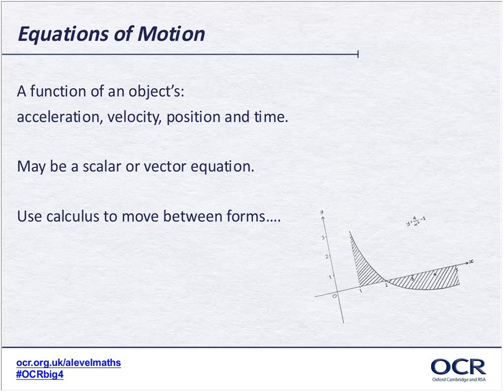So equations of motion. Let's have a think about equations of motion. This is the second key concept here. An equation of motion is a function of an object's acceleration, velocity, position, and time. Generally speaking, in AS and A-level mathematics, it's either the acceleration in terms of time, the velocity in terms of time, or the position in terms of time. We don't tend to mix up acceleration, velocity, and position. So they're functions for those things in terms of time.